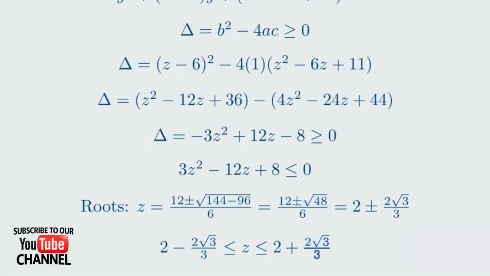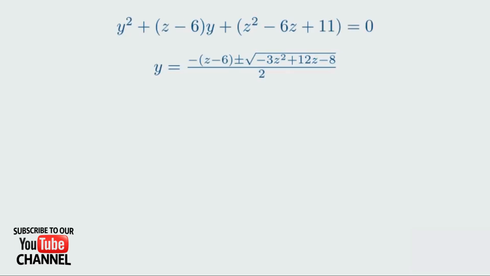The exact same argument would hold for y. For there to be real solutions for y and z, this condition must be met. Now let's find the values of z and y that are solutions to this problem, not just in the allowed interval. Let's rewrite our equation: y squared plus z squared plus yz minus 6y minus 6z plus 11 equals 0.